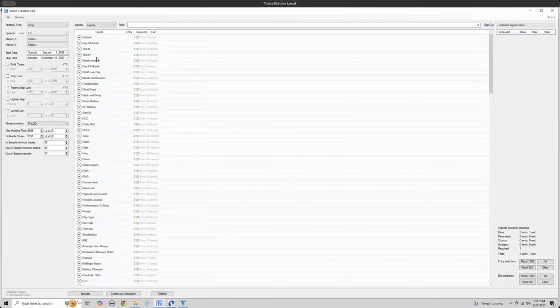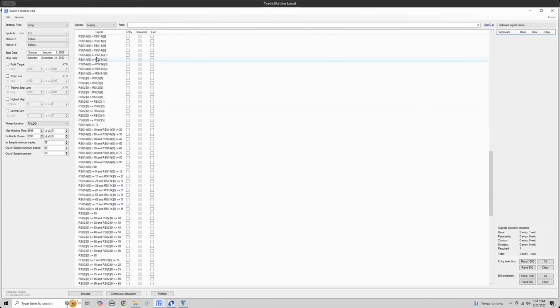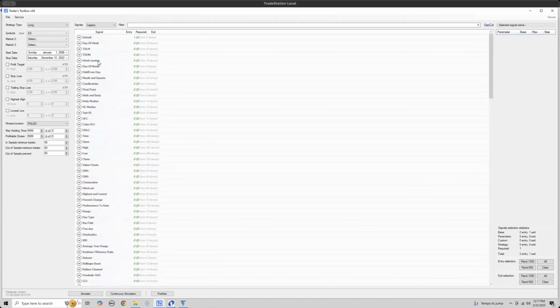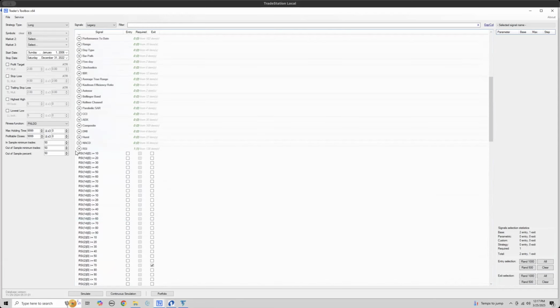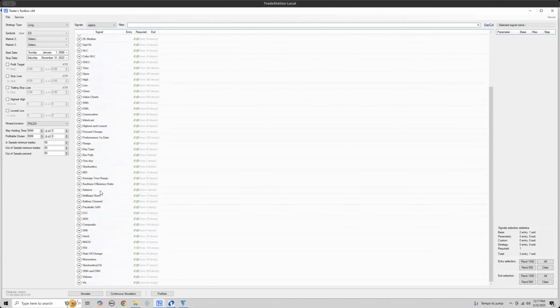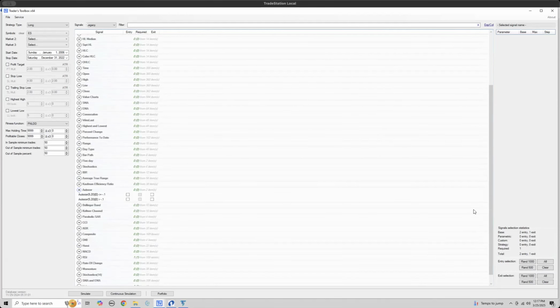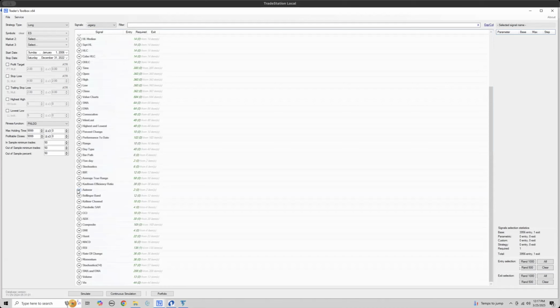This is going to give us a complete list of all types of filters, right? Wick and body, pivot points, candlestick patterns, day of the month, simple moving averages, bar types. Here's our RSI, MACD, bunch of stuff. I'm just going to come over here, select all, and I know it's hard to see, but nearly 4,000 different indicators have been selected.